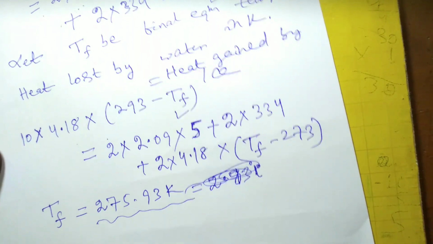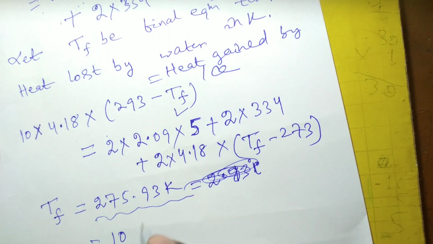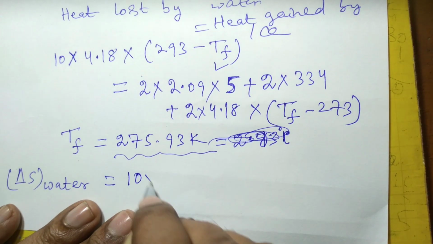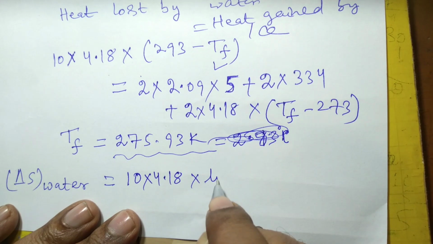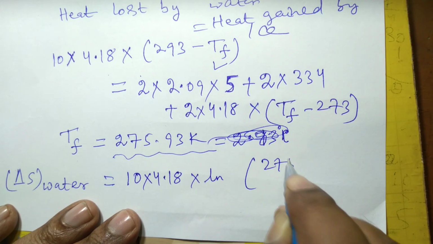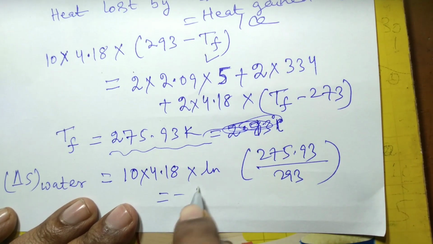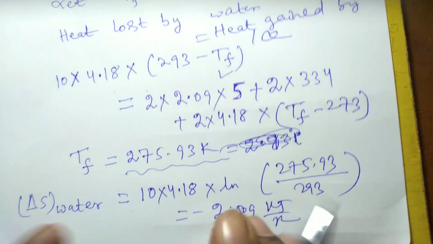So delta S of water is nothing but the integral of m Cp dT upon T, that is m c ln of final temperature by initial temperature, 10 into 4.18 multiplied by ln 275.93 divided by 293, that is minus 2.509 kilojoule per Kelvin.